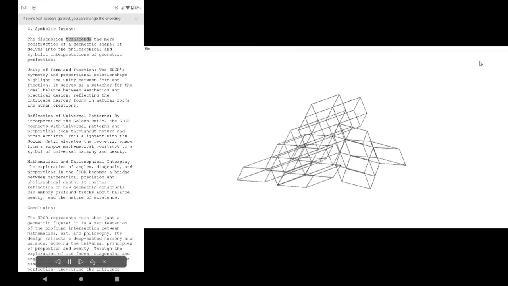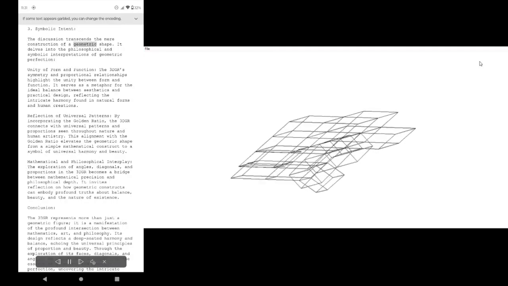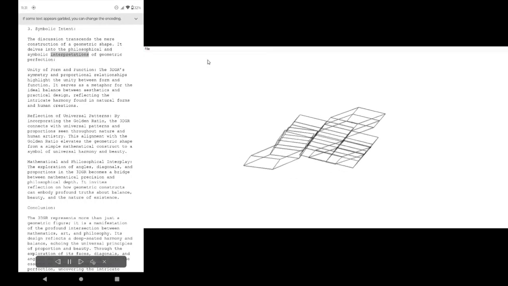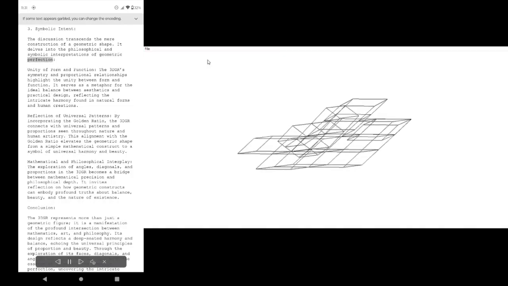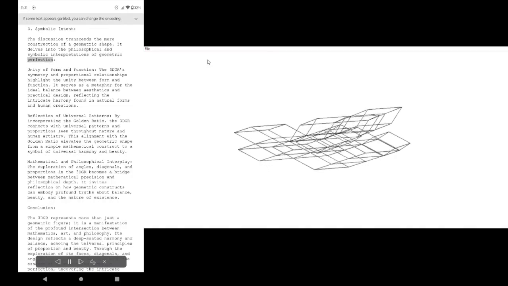3. Symbolic intent. The discussion transcends the mere construction of a geometric shape. It delves into the philosophical and symbolic interpretations of geometric perfection. Unity of form and function. The 3D-GR's symmetry and proportional relationships highlight the unity between form and function.